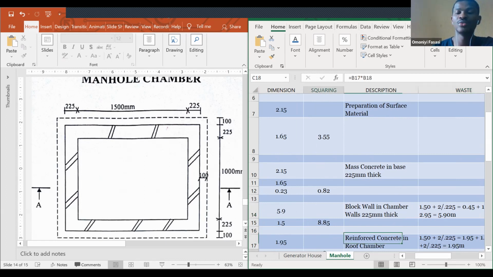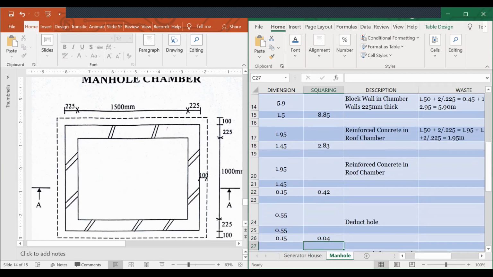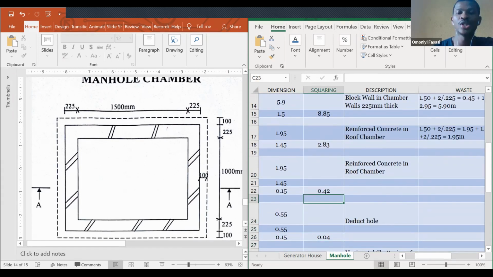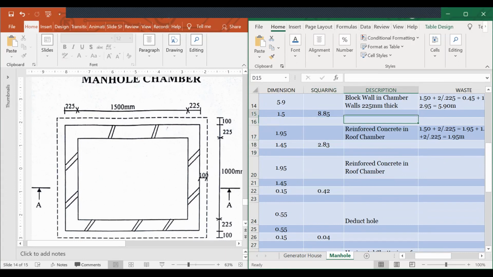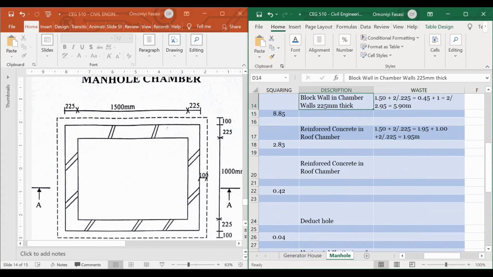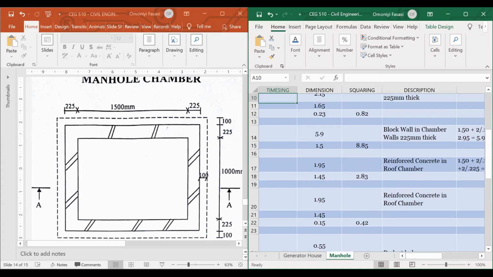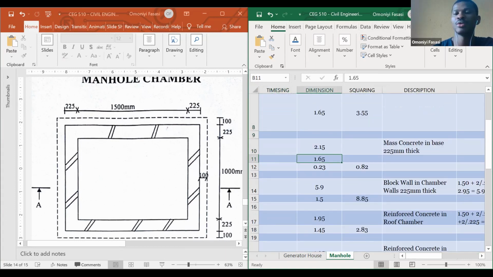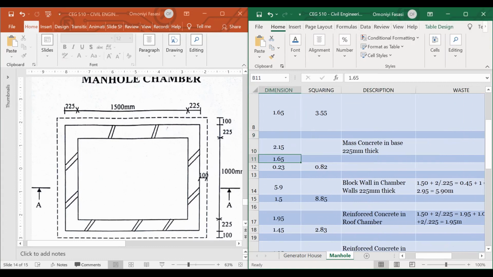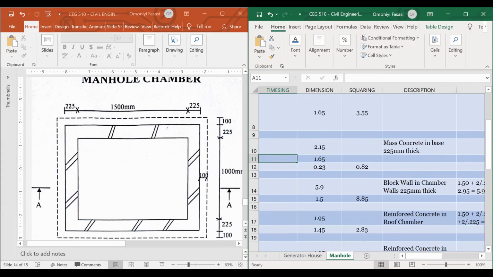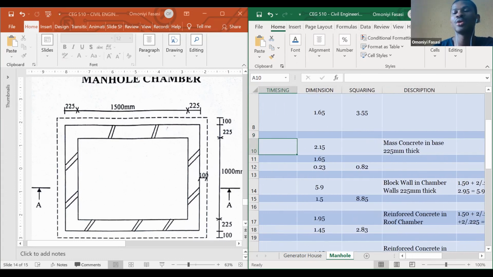So when you're done placing your block wall, you go ahead to place your concrete. We didn't get after mass concrete. Yeah, after mass concrete, I've gotten that one. Could you quickly explain mass concrete? Okay, sorry, I get.